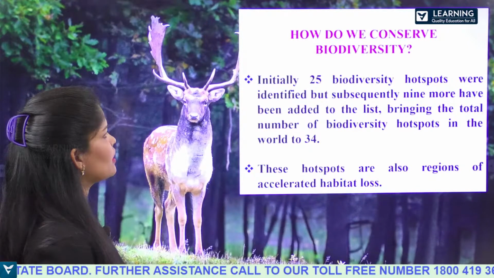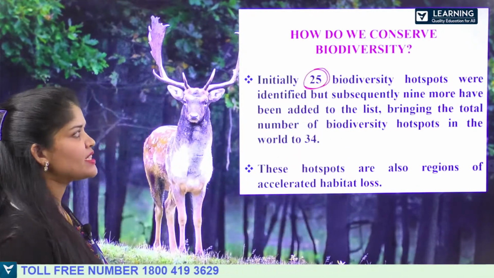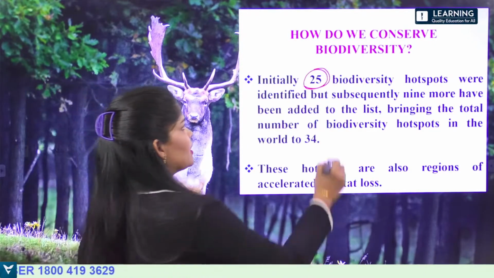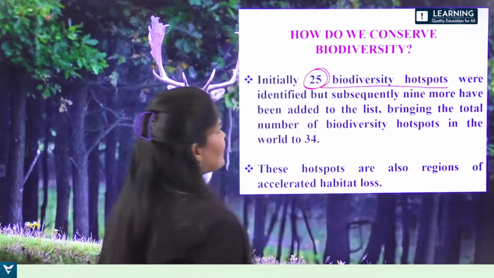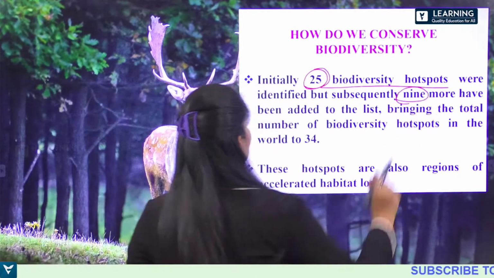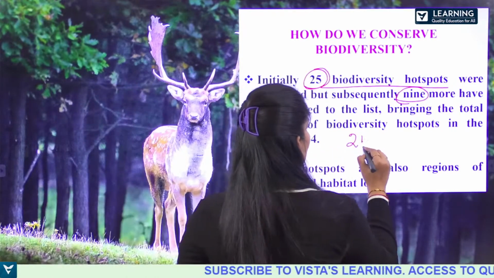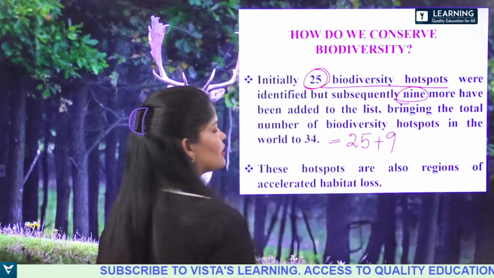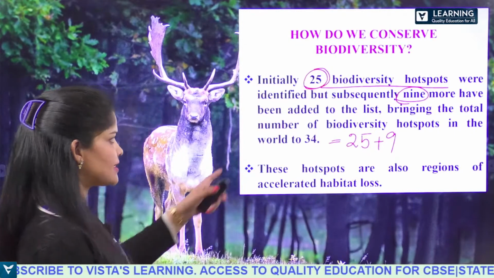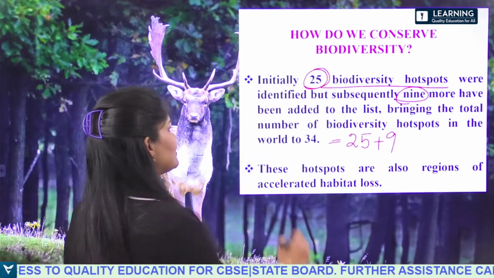Initially, 25. These numbers are important. Initially, 25 biodiversity hotspots were identified, but subsequently 9 more have been added to the list. So, 25 plus 9, 34 in total. This is important: the total number of biodiversity hotspots in the world.